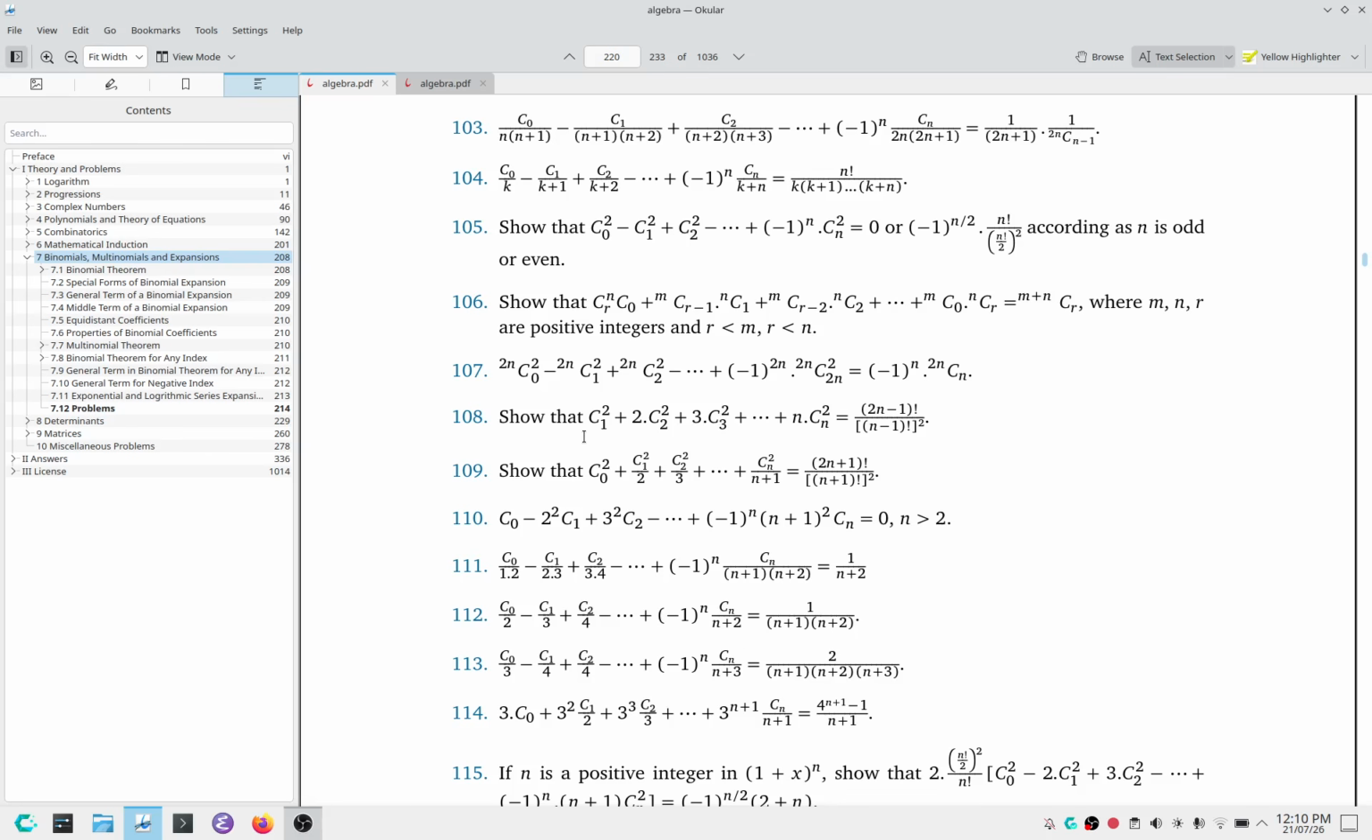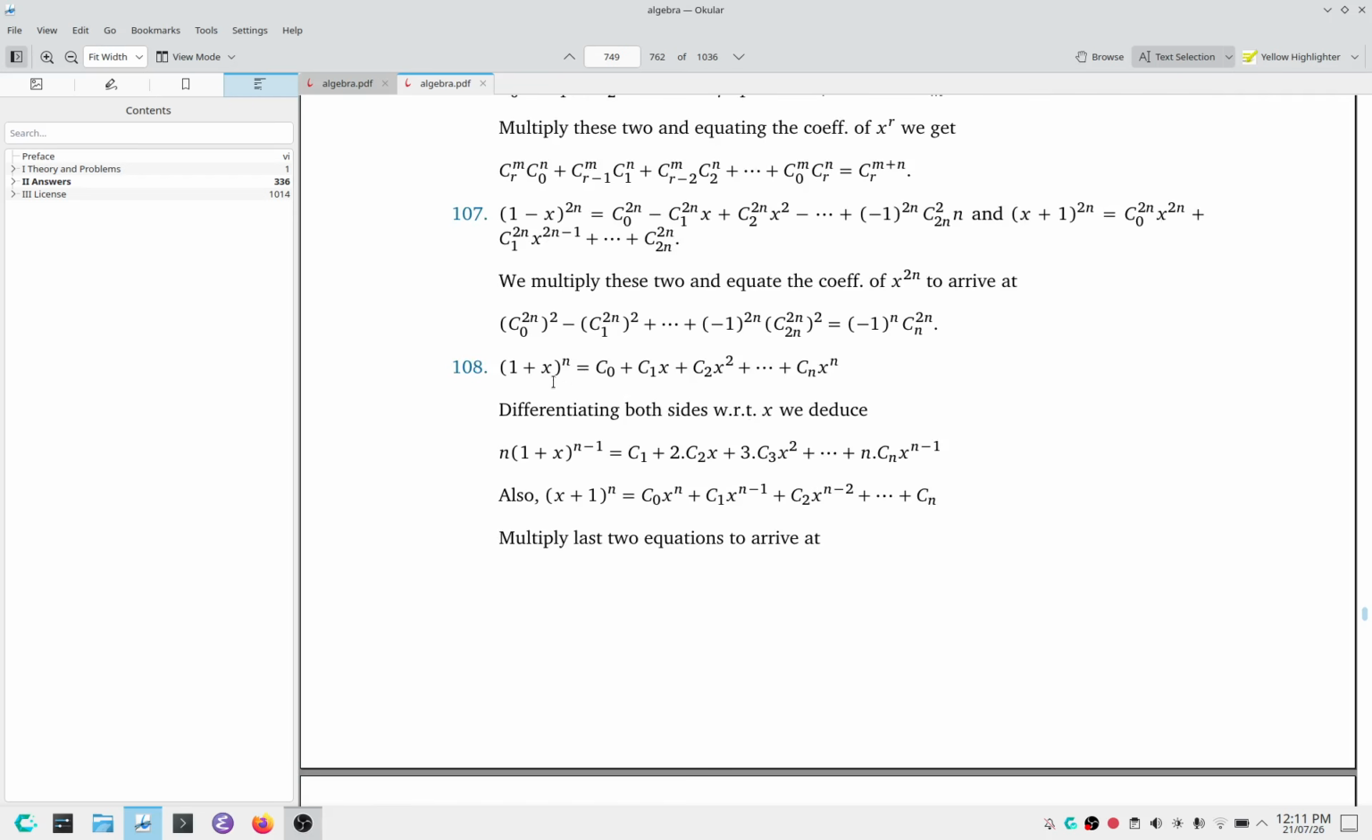Question 108 says that show that C1^2 + 2C2^2 + 3C3^2 up to nCn^2 is equal to (2n-1)!/((n-1)!)^2. So (1 + x)^n is C0 + C1x + C2x^2 up to Cn x^n. We differentiate both sides with respect to x. We get n(1 + x)^(n-1) is equal to C1 + 2C2x + 3C3x^2, and so on up to nCn x^(n-1), and (x + 1)^n is C0 x^n + C1 x^(n-1) + C2 x^(n-2) and up to Cn.